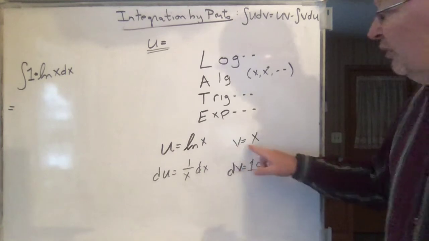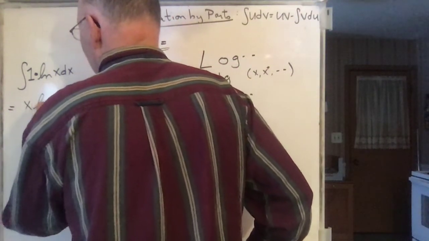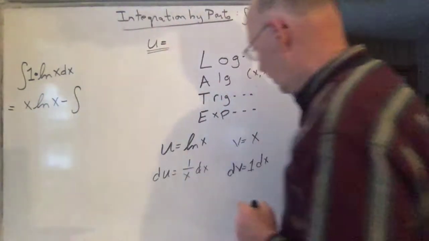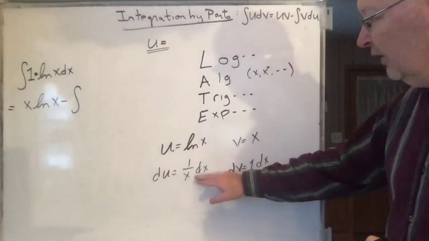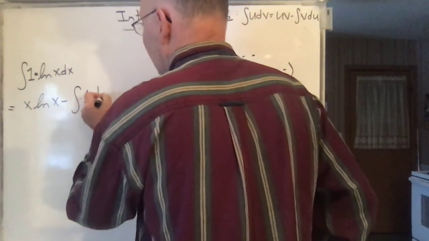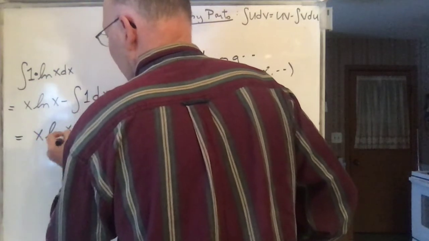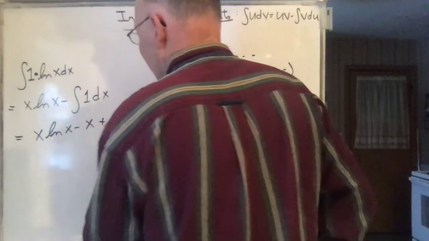So here we go. It's u times v, which is going to be x ln of x, minus the integral of v du. So here's v du. You're going to get x over x is 1 dx, and now you can finish it off. x ln of x minus x plus c.